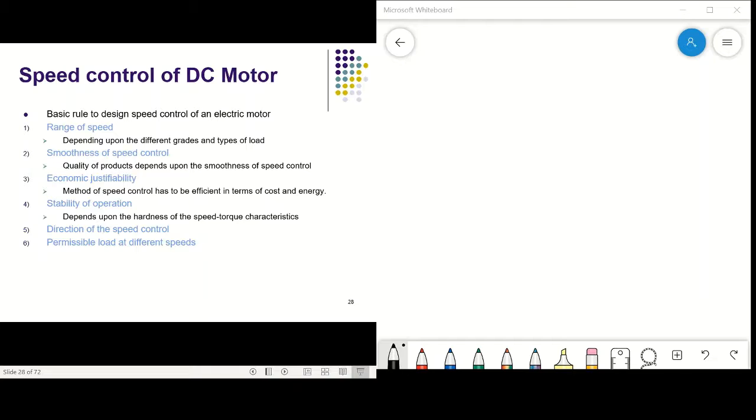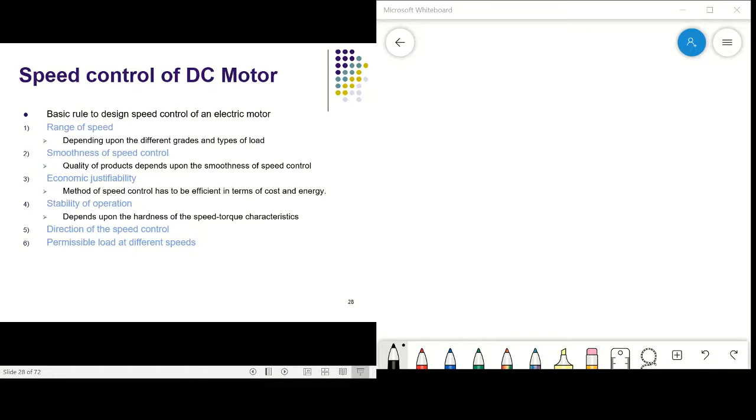And then the second rule is smoothness of speed control. The quality of products depends upon the smoothness of speed control. Ni kalau kita guna di drive system kita guna di kilang-kilang.